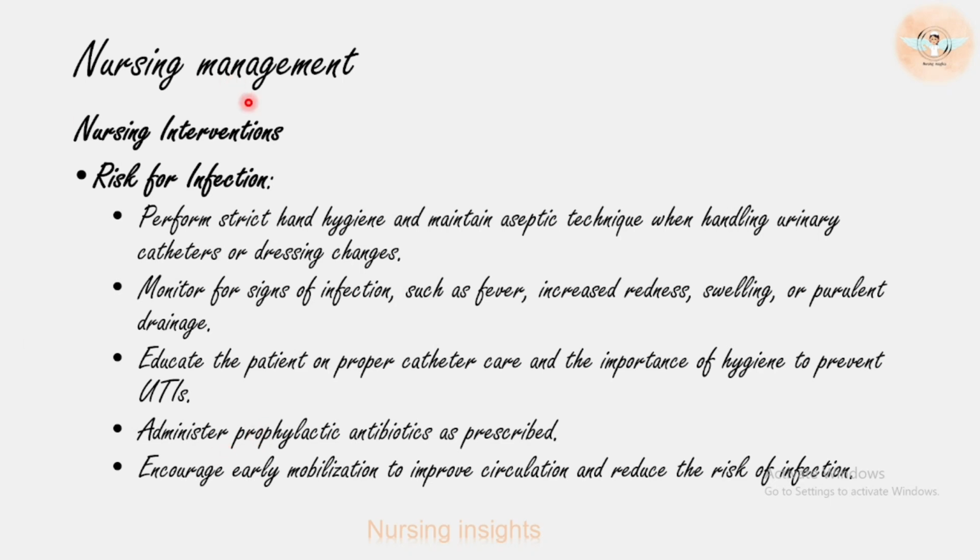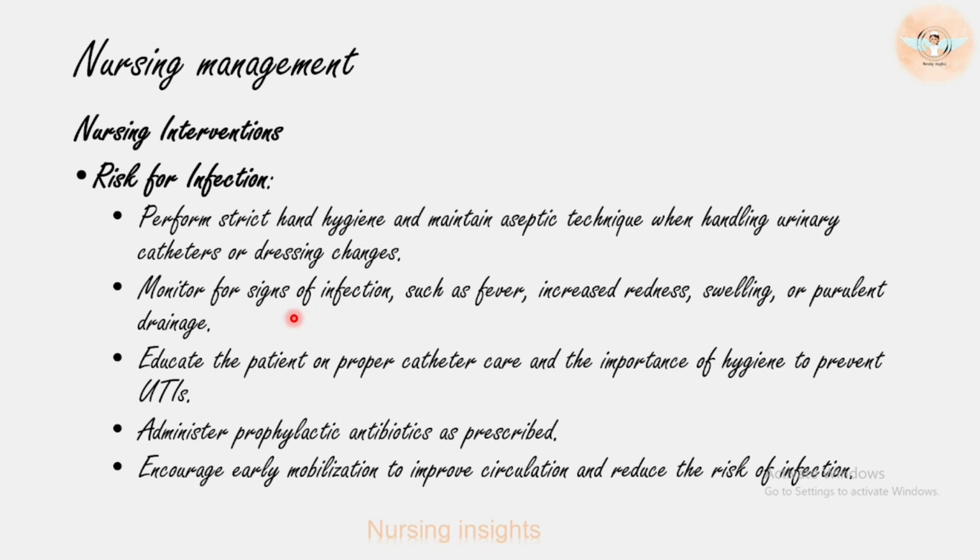Next is risk for infection. In the nursing diagnosis, we already mentioned that the patient has a risk for infection. So we can teach the patient that we should follow strict hand hygiene and maintain aseptic technique when handling the urinary catheter or dressing changes, like after the surgery.